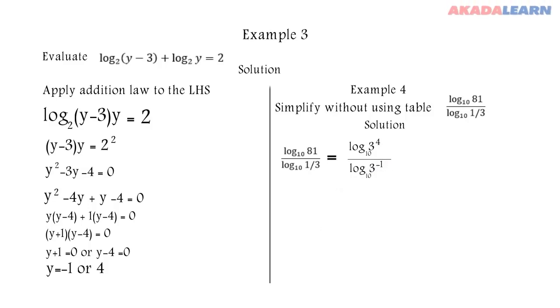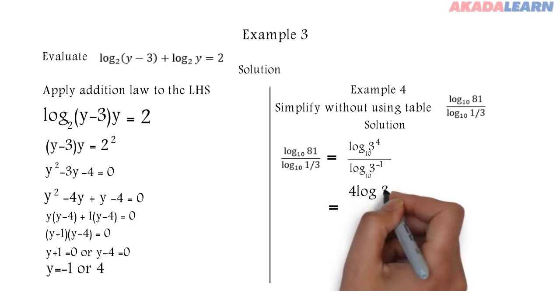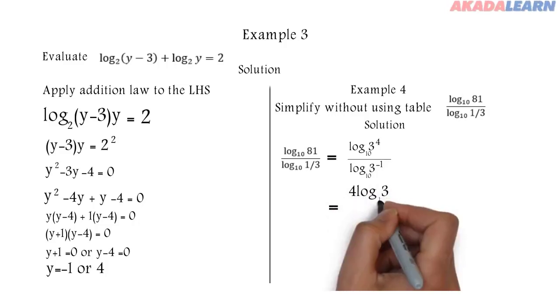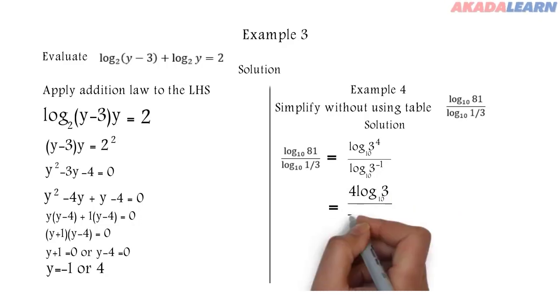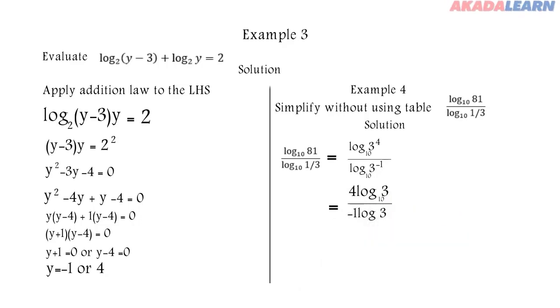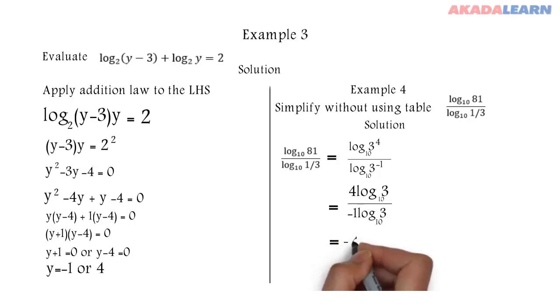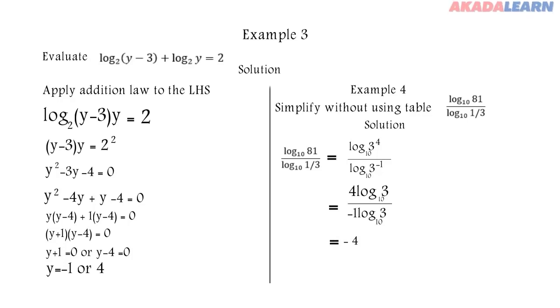Now we'll apply the power law. 4 will come and multiply log 3 base 10, also minus 1 all over, minus 1 will also multiply log 3 base 10. Since log 3 base 10 is common in both numerator and denominator, it cancels out. So 4 divided by minus 1 is minus 4.